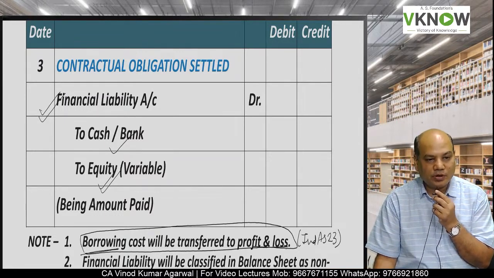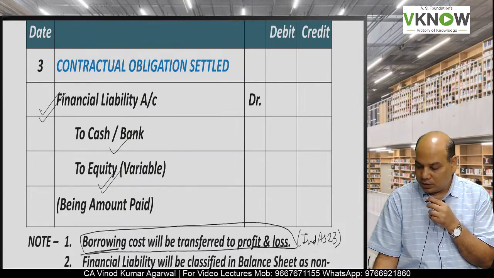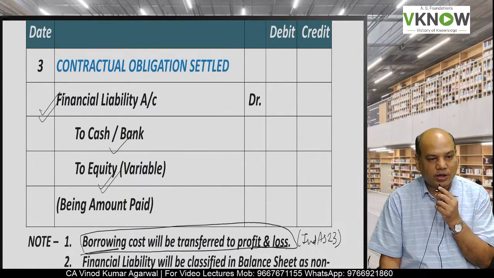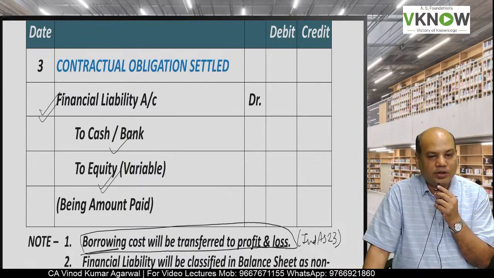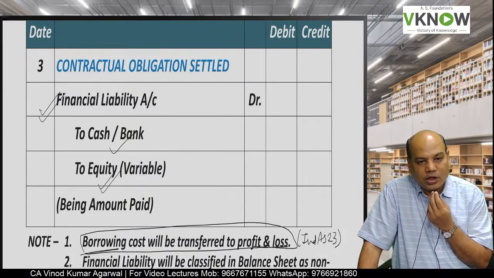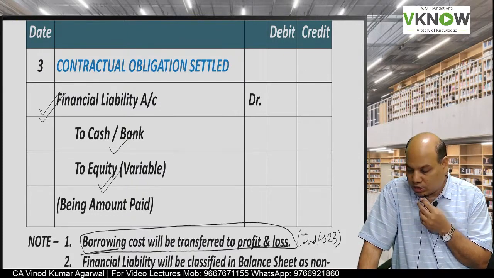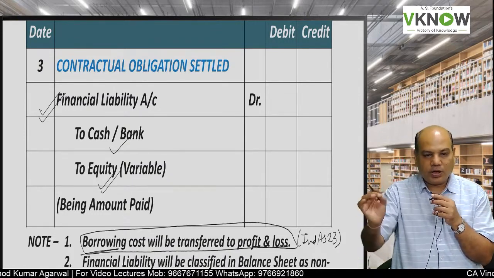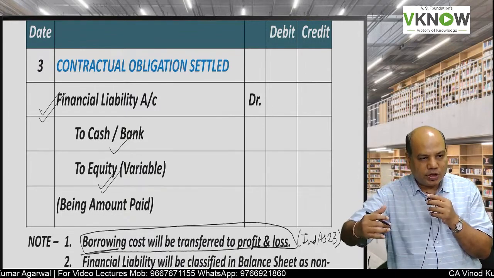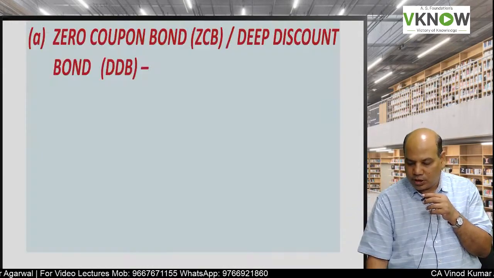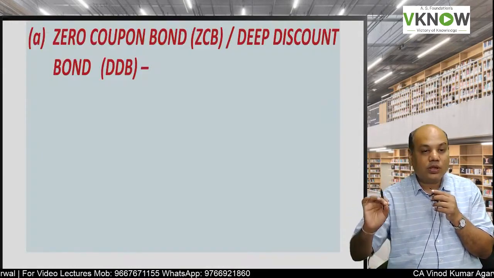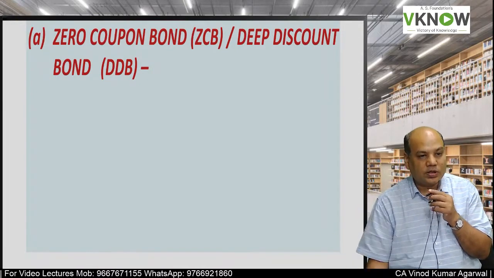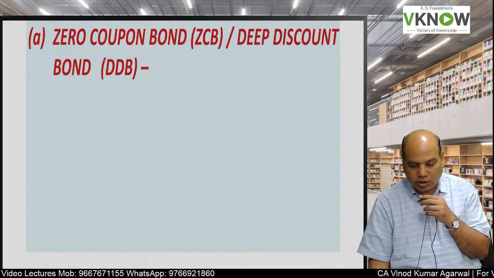Second, in the balance sheet, the financial liability will be treated as non-current or current depending upon the due date of the payment. If the amount is payable within 12 months, that portion will be treated as current, and if the amount is payable beyond 12 months, that portion will be treated as non-current.